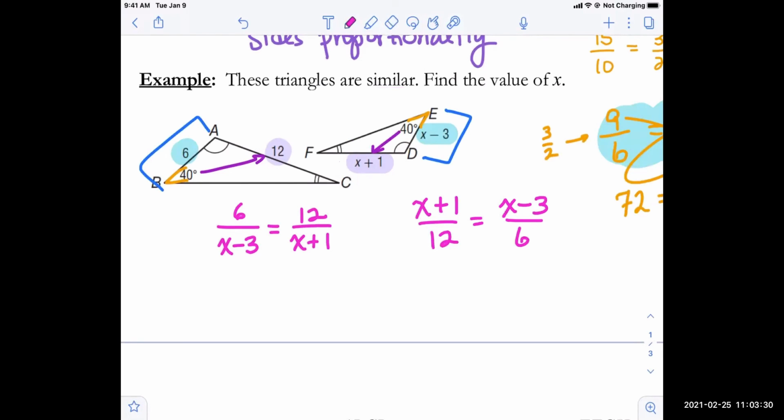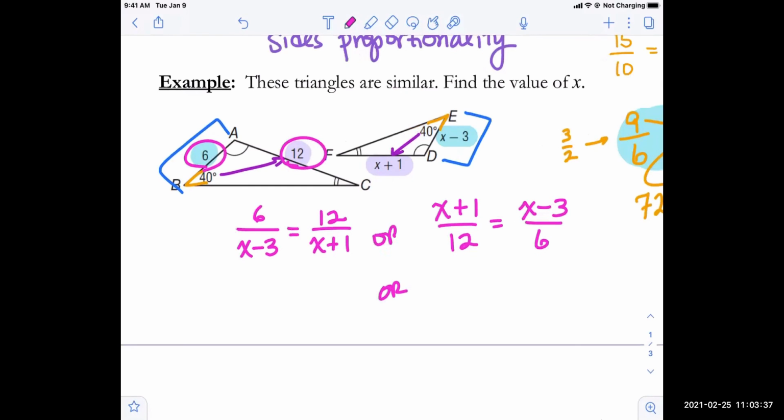If you did 12 is to 6, as what would the right side be? Is it x plus 1 on the top or x minus 3 on the top? X plus 1. I'll do purple to blue, so that would also be purple to blue.